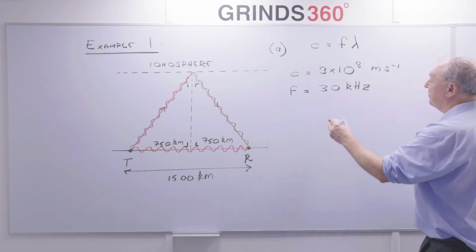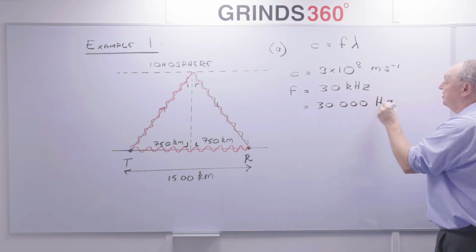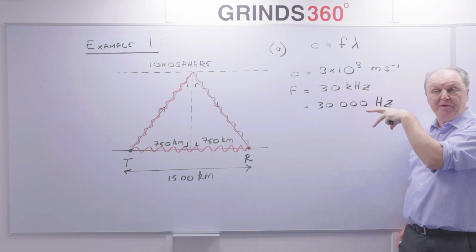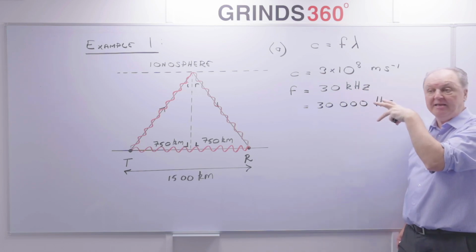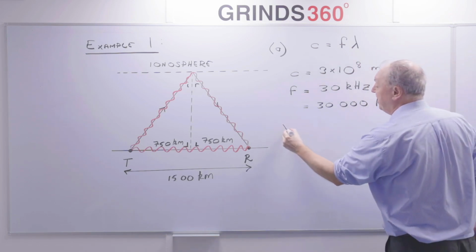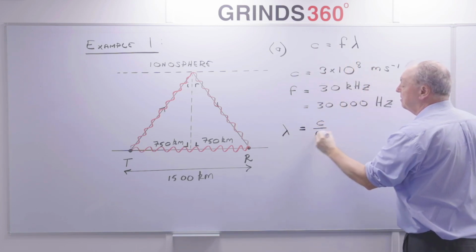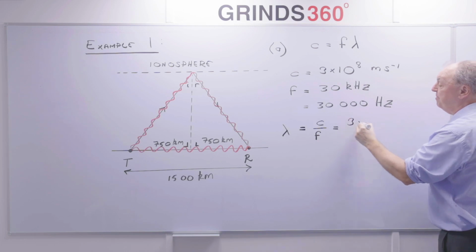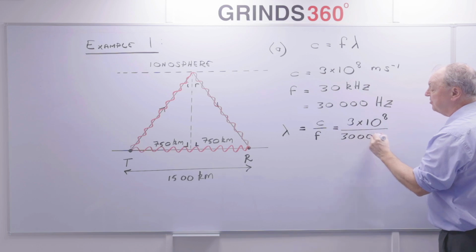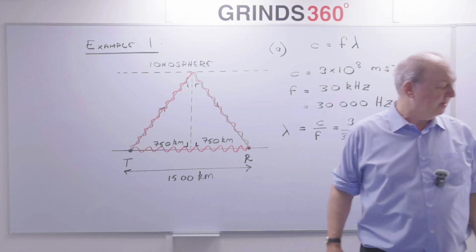So you can write down the frequency is 30,000 hertz. So always get into the habit of treating your units. Set your units out properly and make sure they're all written correctly. I'm looking for lambda. So I'm going to manipulate that formula. So λ is equal to c divided by f. So c is 3 × 10^8, and f is 30,000 hertz.